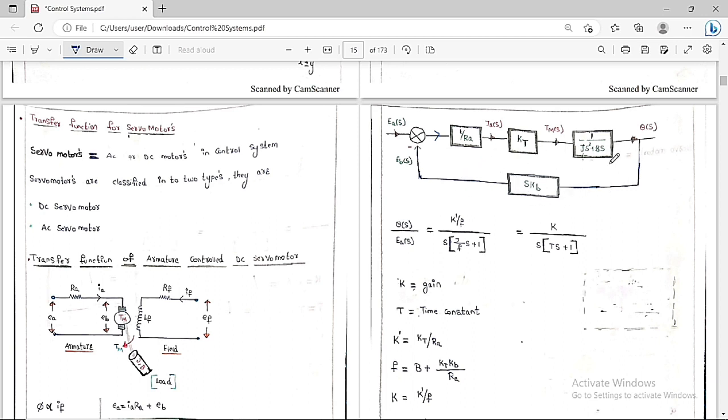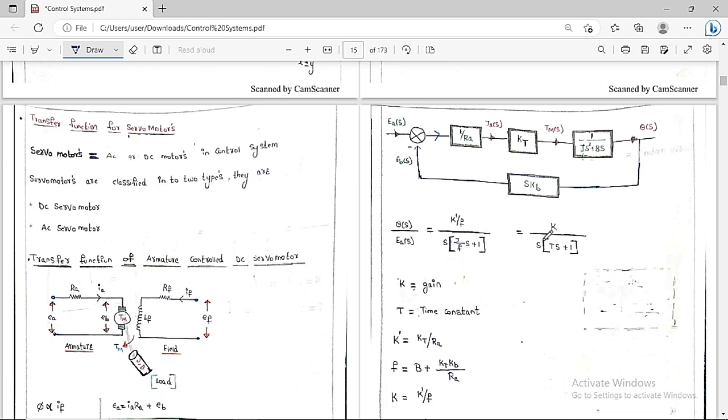We can see there is a closed loop in this circuit. In the case of armature control, there is a closed loop. Now, if you try to obtain theta(s) by E(s) with the help of Mason's gain formula, finally we are going to get the transfer function in this format, which is (K dash by f) by s into ((J by f) into s plus 1). So this is the equation that we are going to get in the final format.